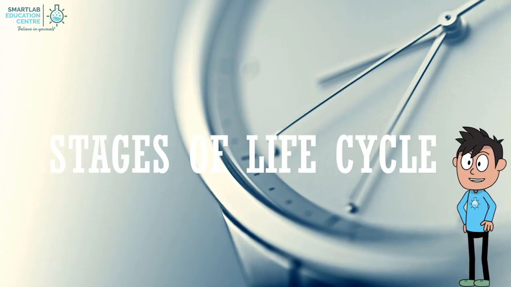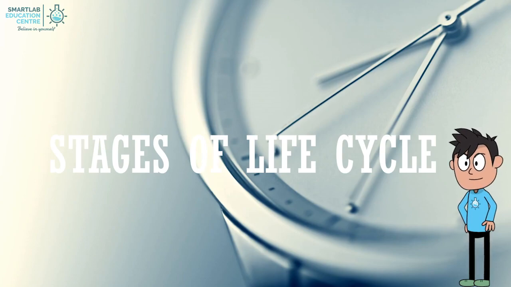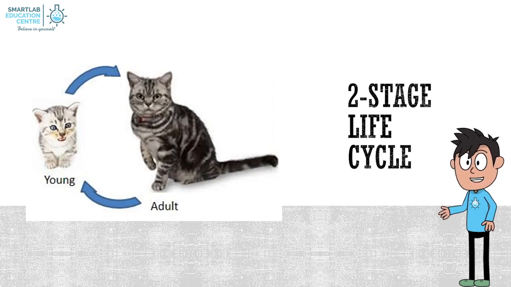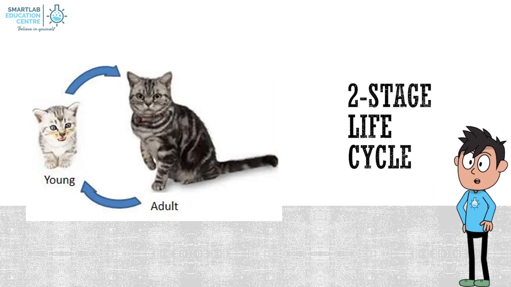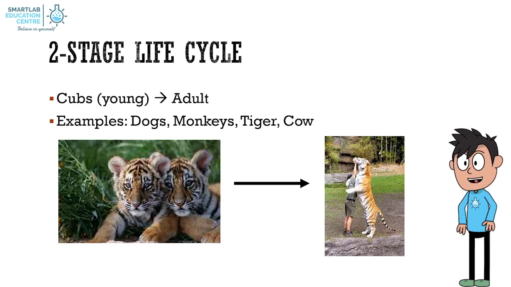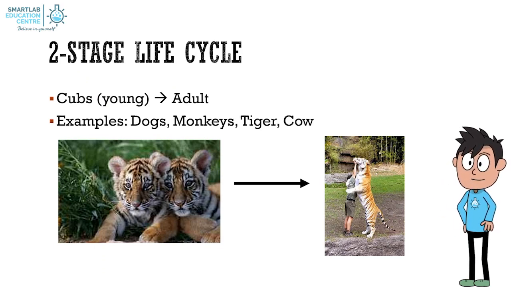Stages of the life cycle. Animals have different numbers of stages in their life cycles. Most animals go through 2, 3, or 4 stages in life. Two-stage life cycles go from cubs to adult. Examples are dogs, monkeys, tigers, and cows.